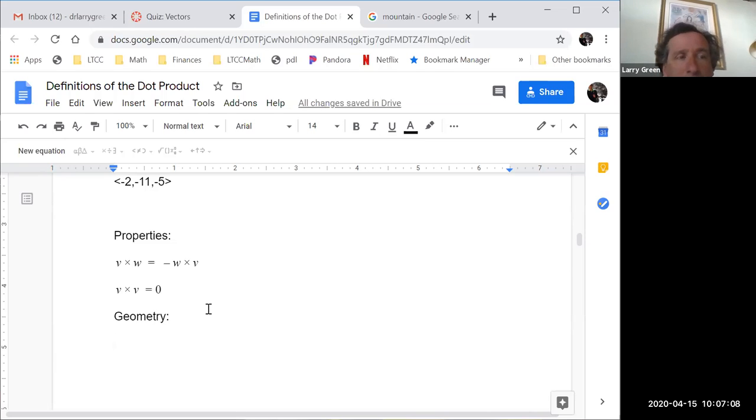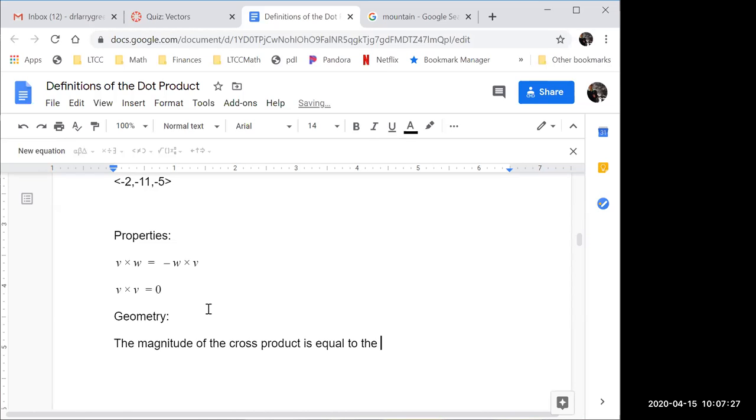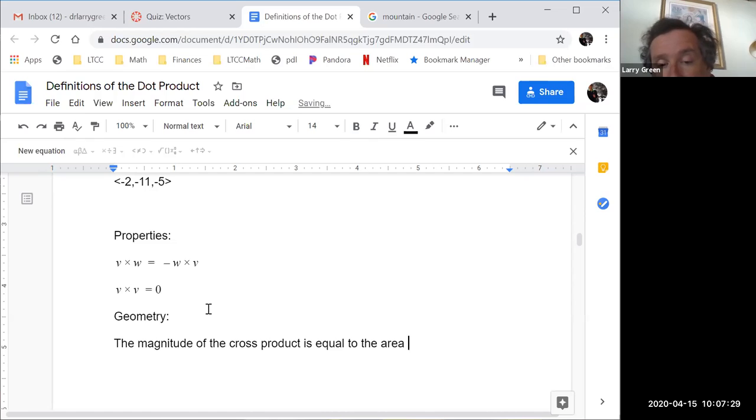Okay, one is that the magnitude of the cross product is equal to the area of the parallelogram.